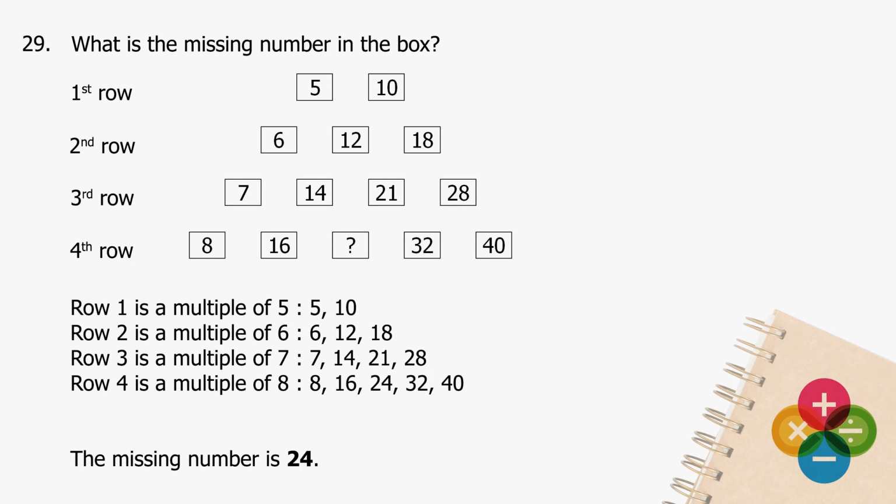Row 1 is a multiple of 5. The multiples are 5 and 10. Row 2 is a multiple of 6. The multiples are 6, 12, and 18.